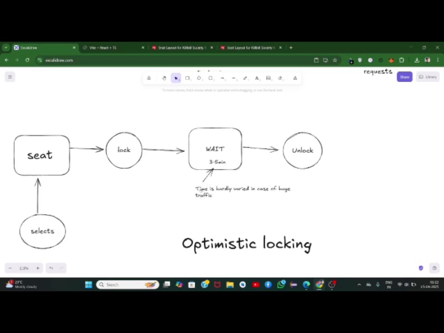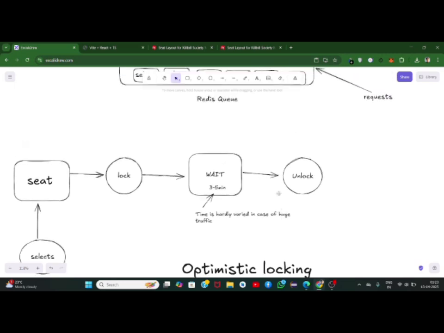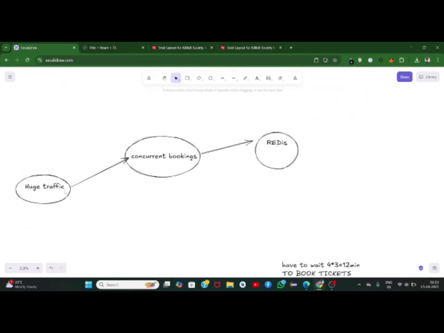But the problem is that the time is hardly varied in case of huge traffic. Now, huge traffic is an exception, which occurs very rarely on sites like BookMyShow. Let's understand this exception. In case of huge traffic, there are concurrent bookings. By concurrent bookings, I mean multiple users are trying to access the same resource, like the same seats. Now, how are these websites handling the situation?